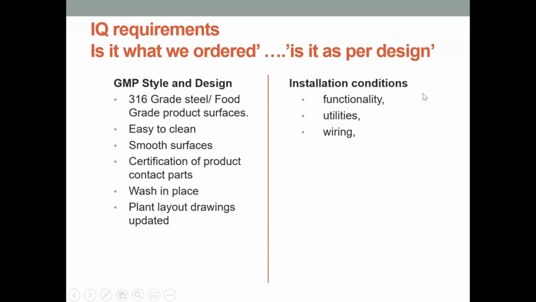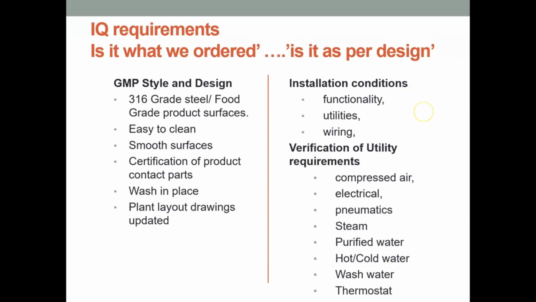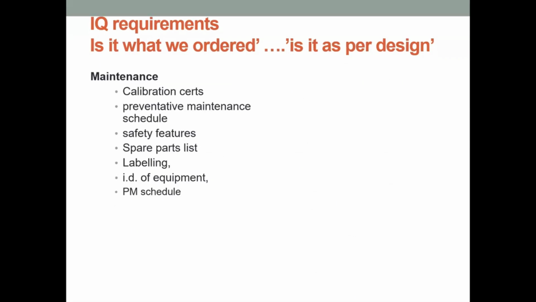So our installation conditions: you need to check the functionality of the equipment. Is it working properly? Are the utilities attached correctly and are they working? And is the wiring okay? The verification of your utility requirements then. So we've got compressed air, we've got electrics, we've got pneumatics, steam, purified water, hot and cold water, wash water, and the thermostat. So have all of those things been properly installed on the piece of equipment?